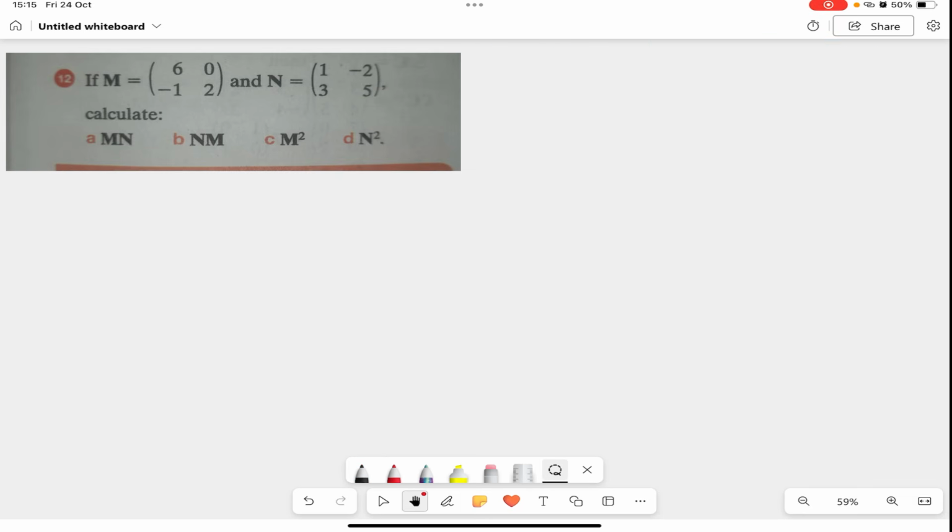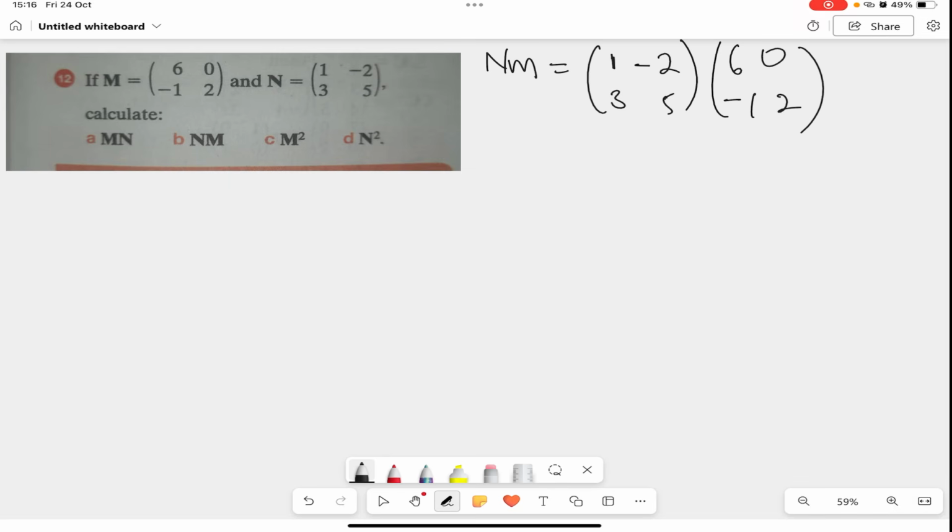Question B, they say we should find NM. So let me write that down. NM is equal to the matrix 1, 3, minus 2, 5 times the matrix 6, 0, minus 1, 2. We'll repeat the same process. Row 1 multiplying column 1, row 1, column 2. Then we'll go again, row 2, column 1, row 2, column 2. As easy as that. So let's do that real quick.